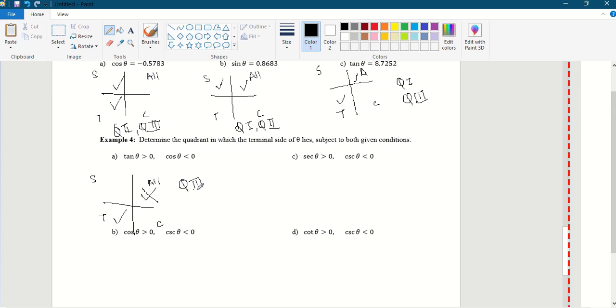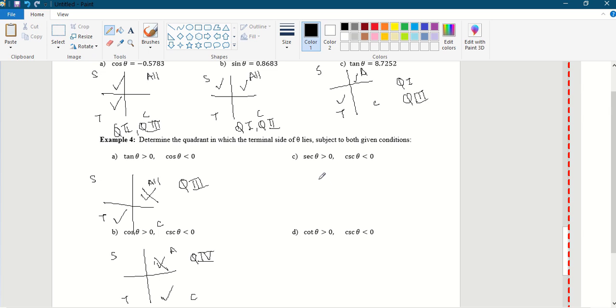Only one answer. Let's look at this one. It says cos positive. So again we quickly sketch and write all S, T, C. Cos is greater than 0, and greater than 0 means positive. So that's in these two quadrants. But now we want cosecant less than 0. Cosecant is the reciprocal of sine, so sine theta is less than 0. Sine theta is positive here, so that's not true. This is the case where cos theta is positive and sine theta is negative. Sine theta negative means cosecant negative. So this is the place where both conditions are met. So the answer to this will be quadrant 4.